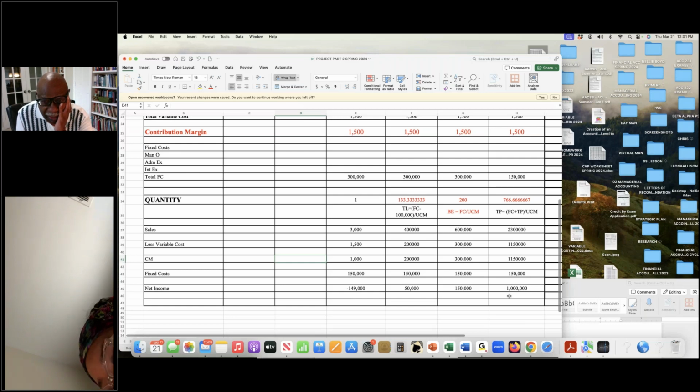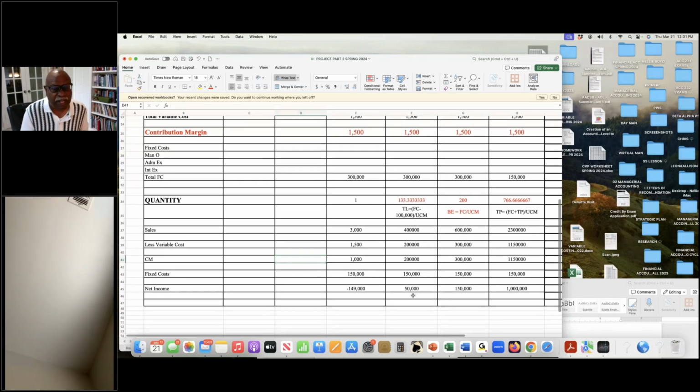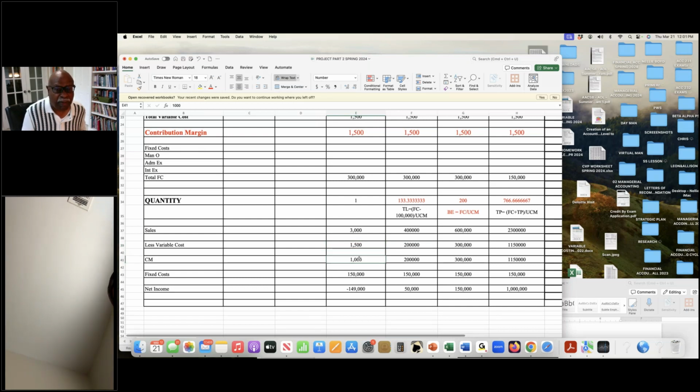So looks like I'm finished. I've got some work to do. So we still hadn't broken even. So we got to get this variable cost correct. But that's correct, 1,500. So the contribution margin. So let's put in an equation, equal.